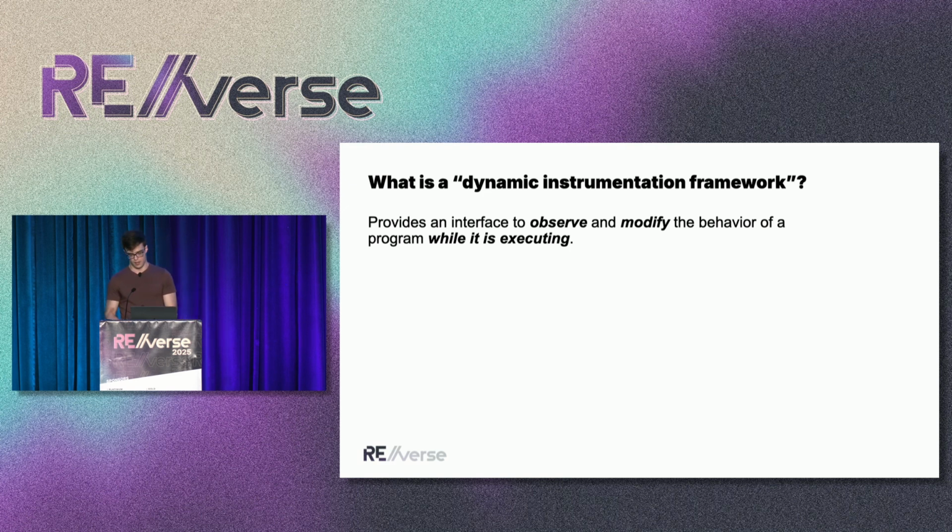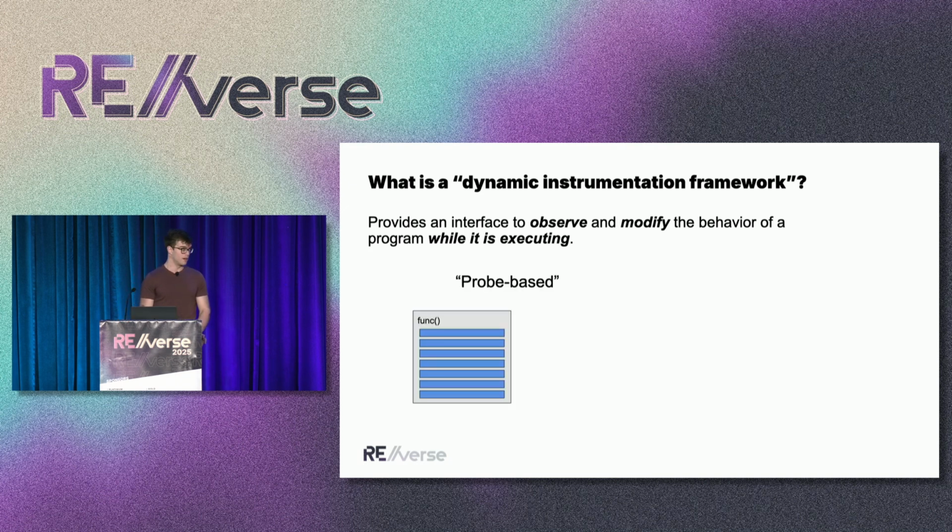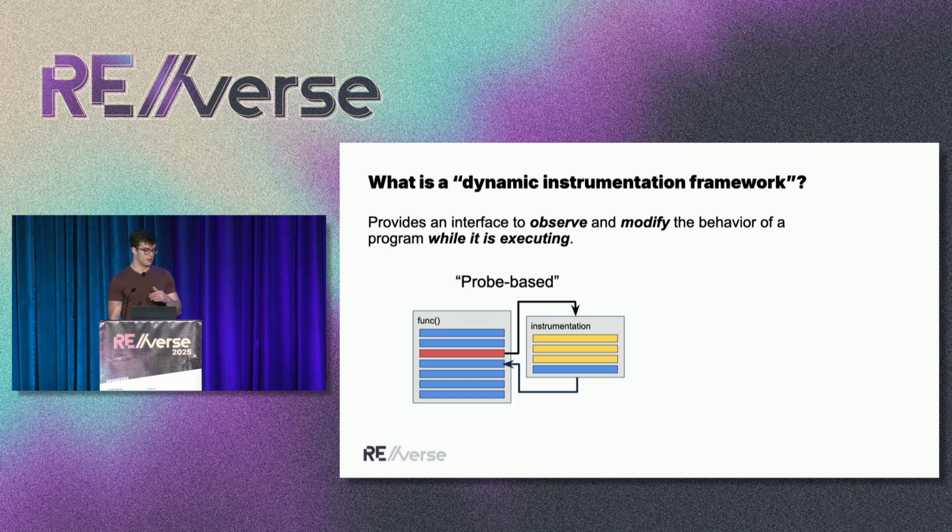There's several existing tools that call themselves this, and they're basically anything that provides an interface to observe and modify the behavior of a program while it's executing. There's two paradigms. You can have probe-based instrumentation, like Frida Interceptor. Basically, if you have a function with a bunch of instructions, and you want some function that runs when a certain instruction is reached, you patch that instruction to replace it with a jump. It jumps out to the instrumentation, you do whatever you want, and then you run whatever instructions you might have overwritten before jumping back.